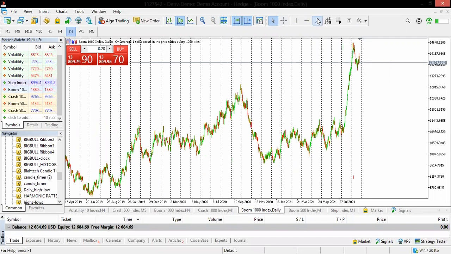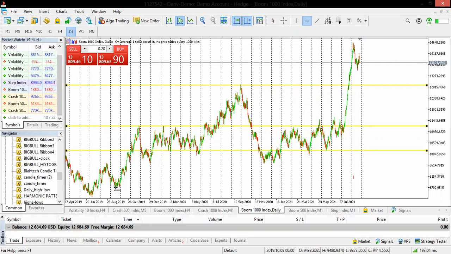Now, what I need is the ability to pinpoint major areas. This is a swing. Please just follow up. This is another one. This is another one. We need major areas. This is another one. Of course, this is another one. That is on the daily time frame.